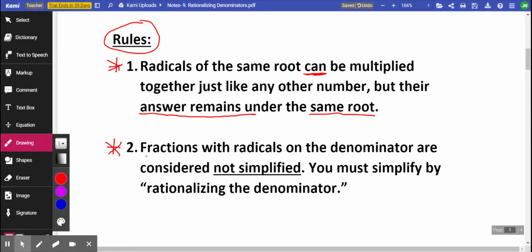The second thing you need to know is that fractions with radicals in the denominators are considered not simplified. So you actually have to go an extra step to simplify by rationalizing the denominator, which is the topic of this class. Essentially, this is what we're talking about.